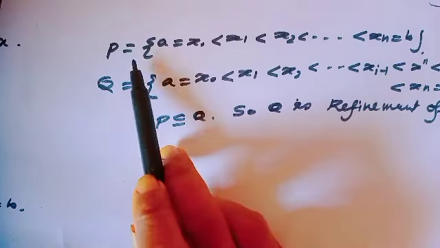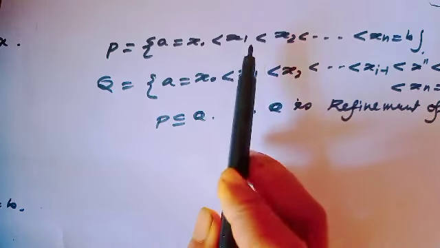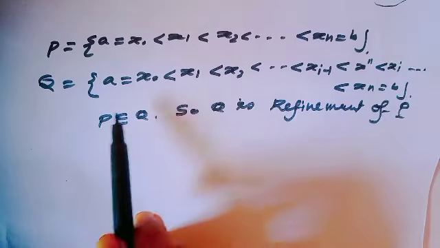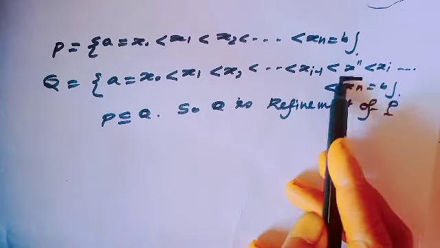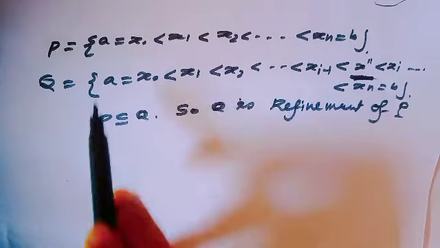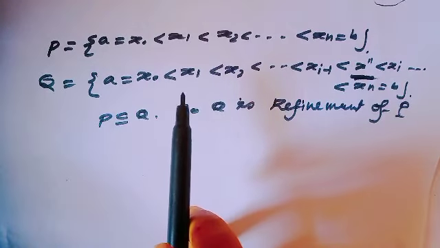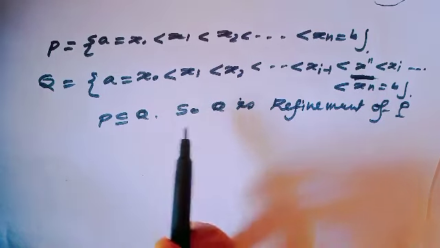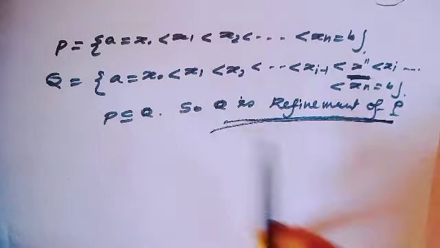As for example, I have defined the partition P equal to a equal to x0 less than x1 less than x2 up to xn equal to b. Notice in Q I have added one more point, x double dash. So obviously Q contains more points than P, so Q is a refinement of P. Are you getting the idea?